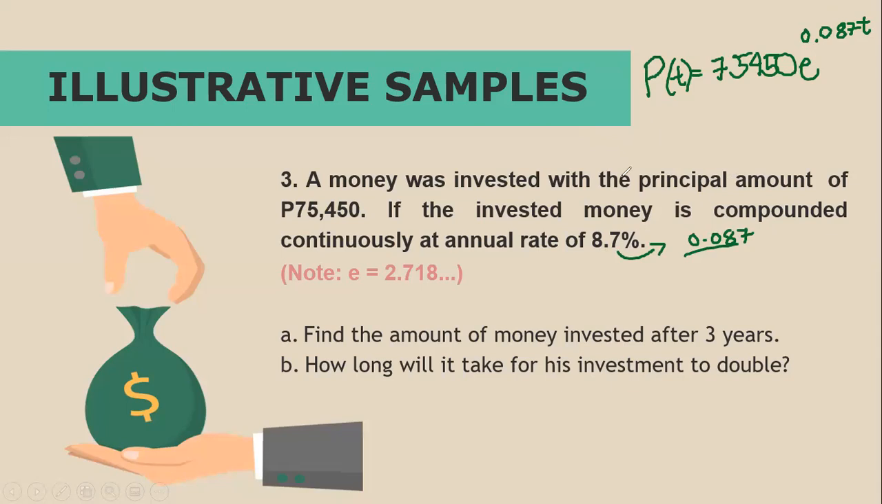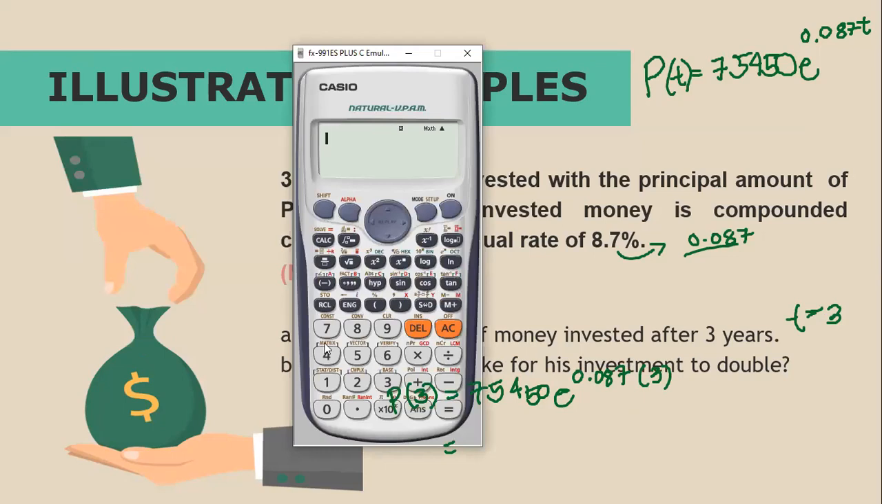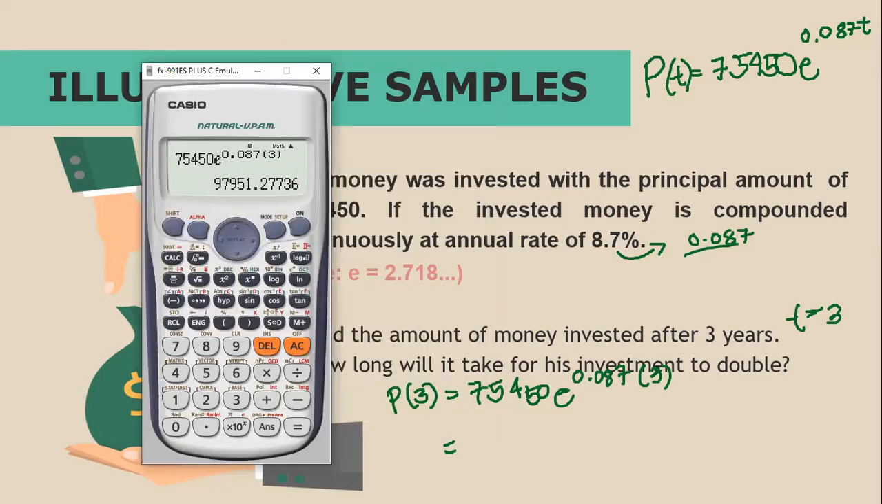Okay, so now we have our formula. Let us substitute the given sa ating question. So after 3 years daw, t will be equal to 3. Substitute lang natin sa ating formula. P of 3 is equal to 75,450 e raised to 0.087 times 3. So ang magiging pera niya after 3 years ay, alright, so we have an answer 97,951.28 pesos. So 97,951.28 pesos na yung pera niya after 3 years.